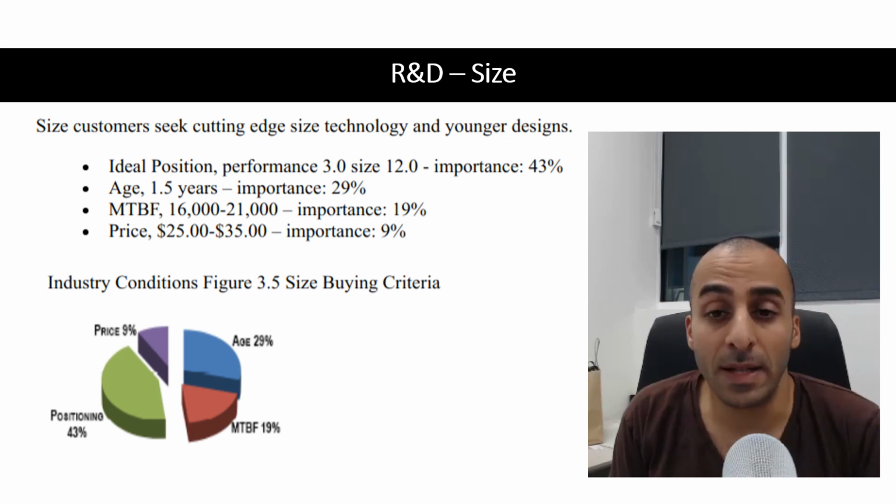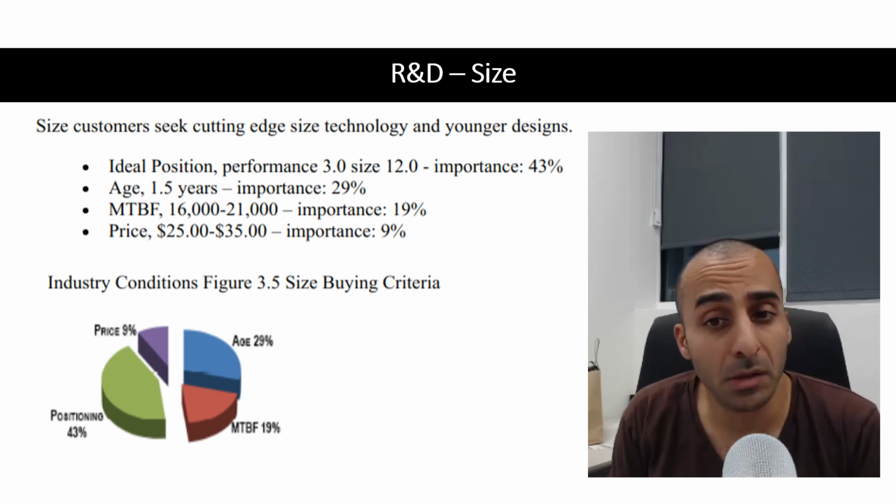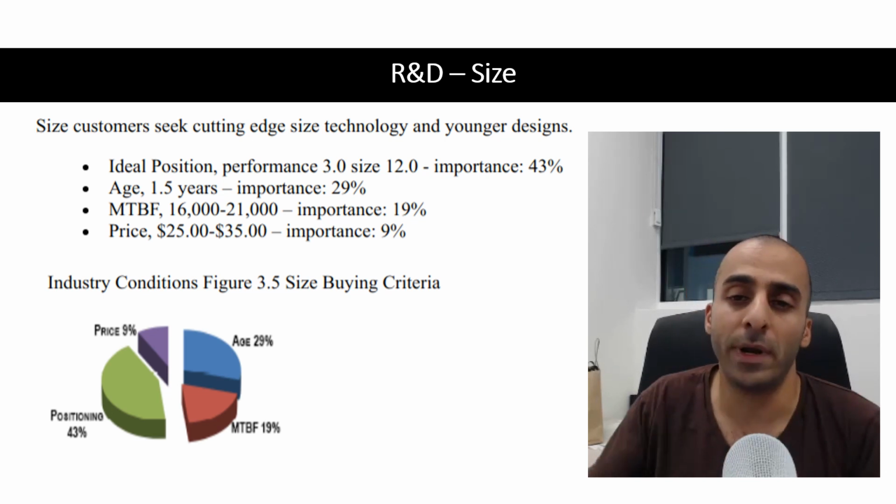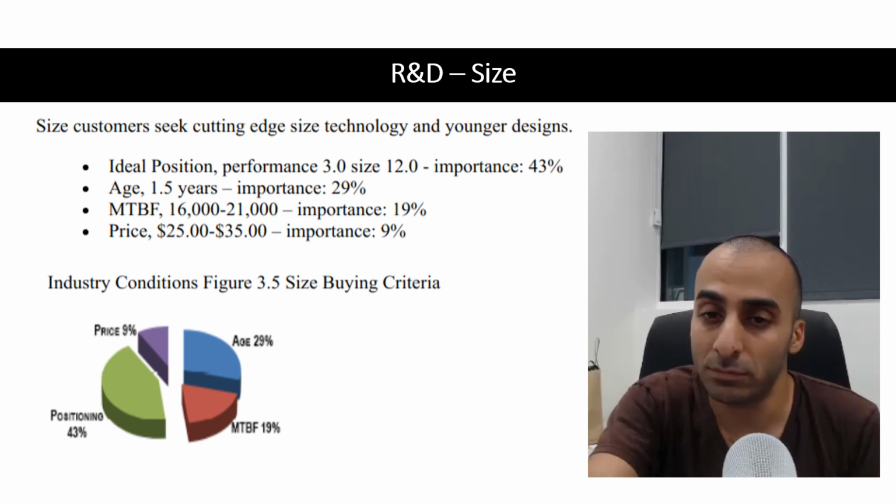MTBF is 19% importance, medium importance, so we will want to be at the maximum settings of 21,000, and price not very important, only 9%. Either way, marketing decision, not an R&D one, so we are not going to talk about it too much today.